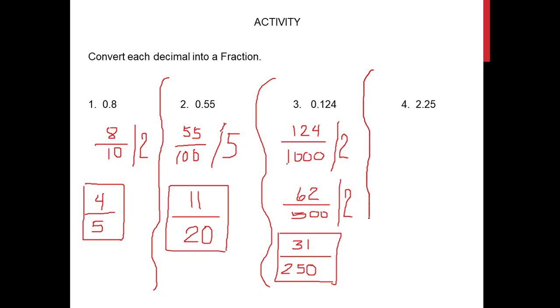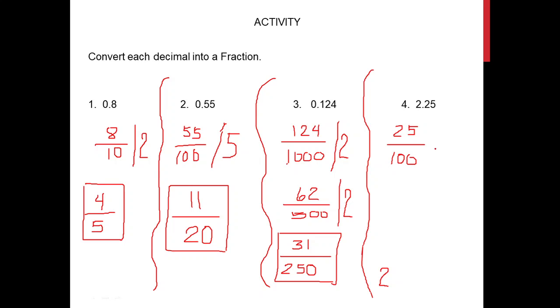Let's have our last example here. 2.25. Again, same as with the mixed number, all we need to process here will be the decimal part. So we'll just write it here first, the whole number, 2. Okay, we will not include 2 in our process. All we need to process here is the decimal number, which is 0.25. Again, identify the place value of our last number, which is 5, that is tenths, hundredths. So let's go ahead and divide 25 by 100.